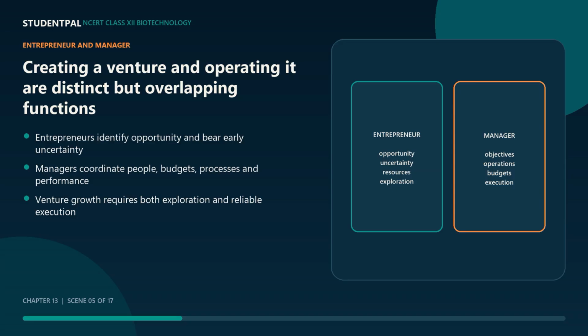Too much exploration without management creates missed milestones and inconsistent evidence. Too much routine management before the opportunity is validated can efficiently execute the wrong plan. A good comparison uses the same basis on both sides: primary focus, type of uncertainty, decisions, time horizon, resource responsibility, and success measures. Mature biotechnology ventures continually combine exploration with disciplined execution.